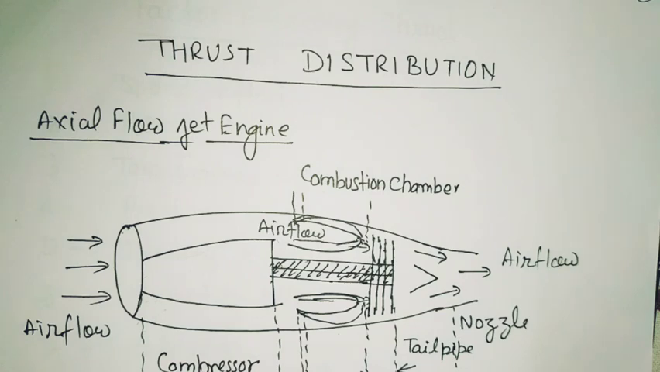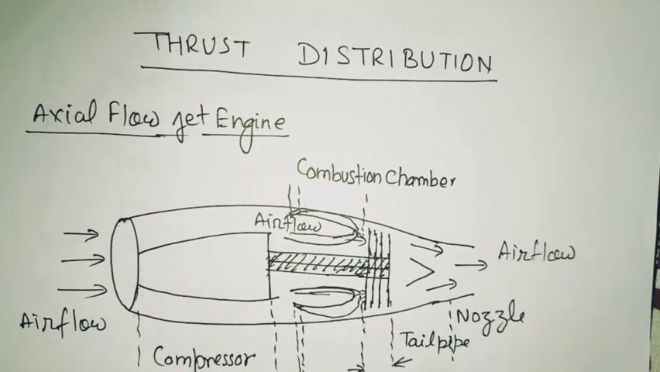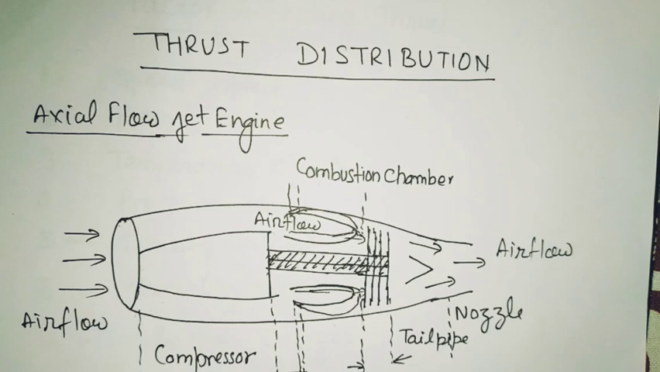Next is how thrust is distributed in an axial flow jet engine. That is the distribution of thrust. Here you can see in the figure, air is taken in through the air intake and goes to the compressor this way, and goes to the combustion chamber. Then it goes and strikes the turbine. After that the tail cone, and this goes to the exhaust nozzle.